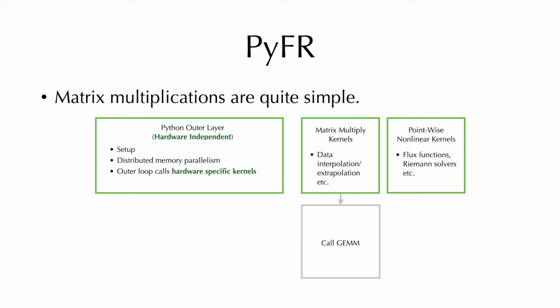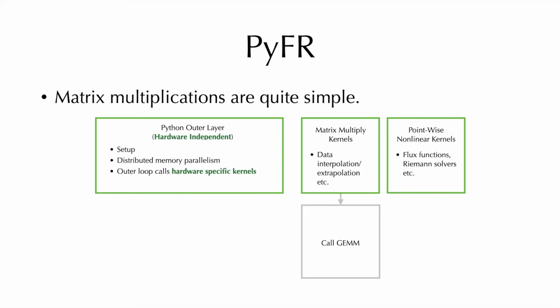Now, in the case of matrix multiplication kernels, they, by and large, are relatively simple. As a first pass, you can simply call sgemm or dgemm, or if you're being a bit fancier, you can call out to a specialist library which is able to exploit the sparsity of the operator if you're running on, say, a tensor product element.